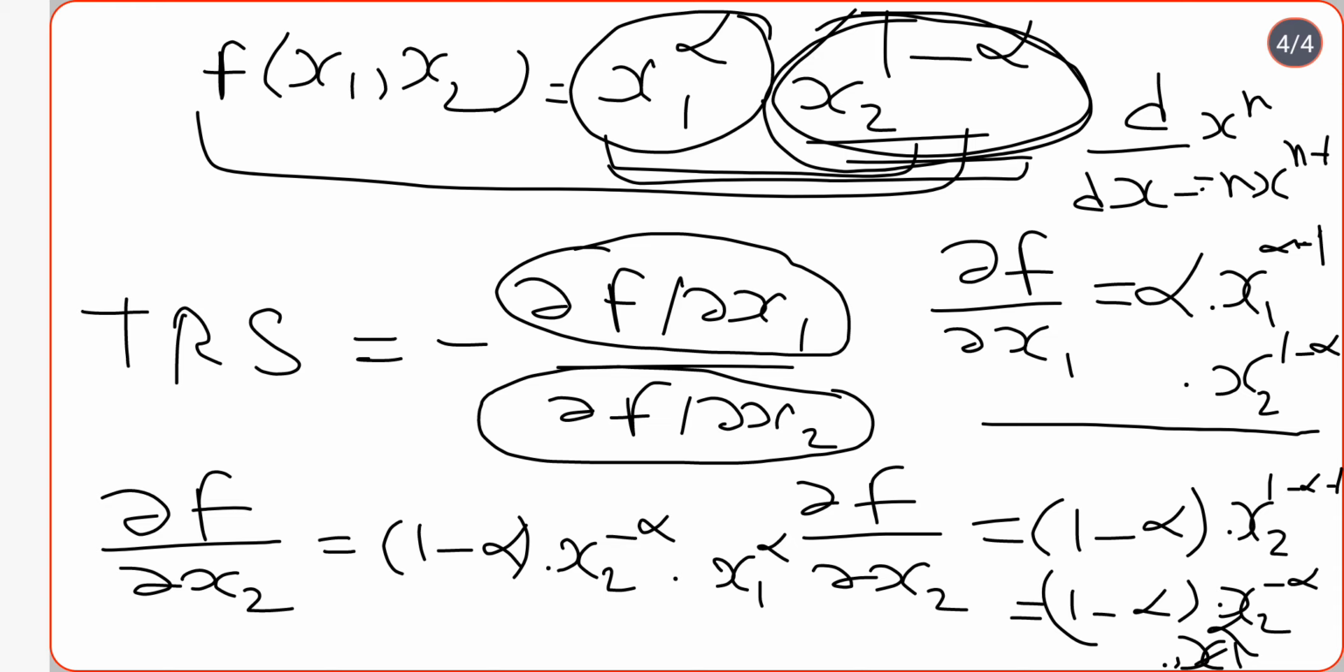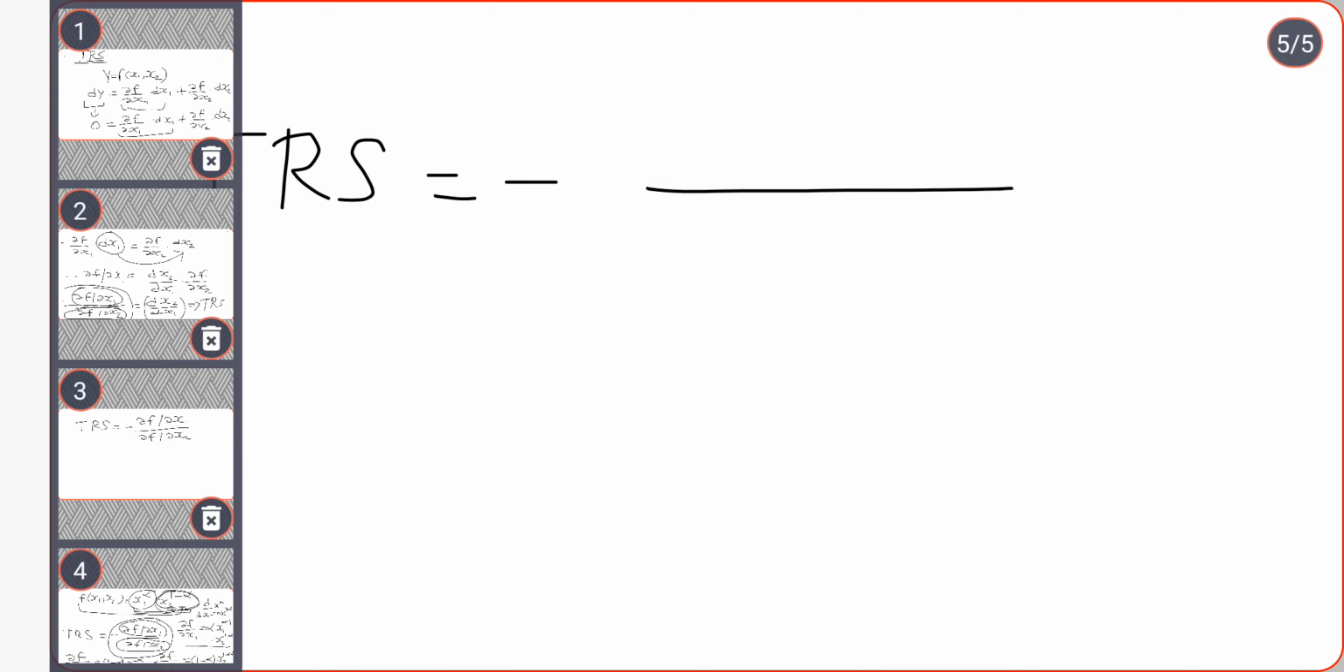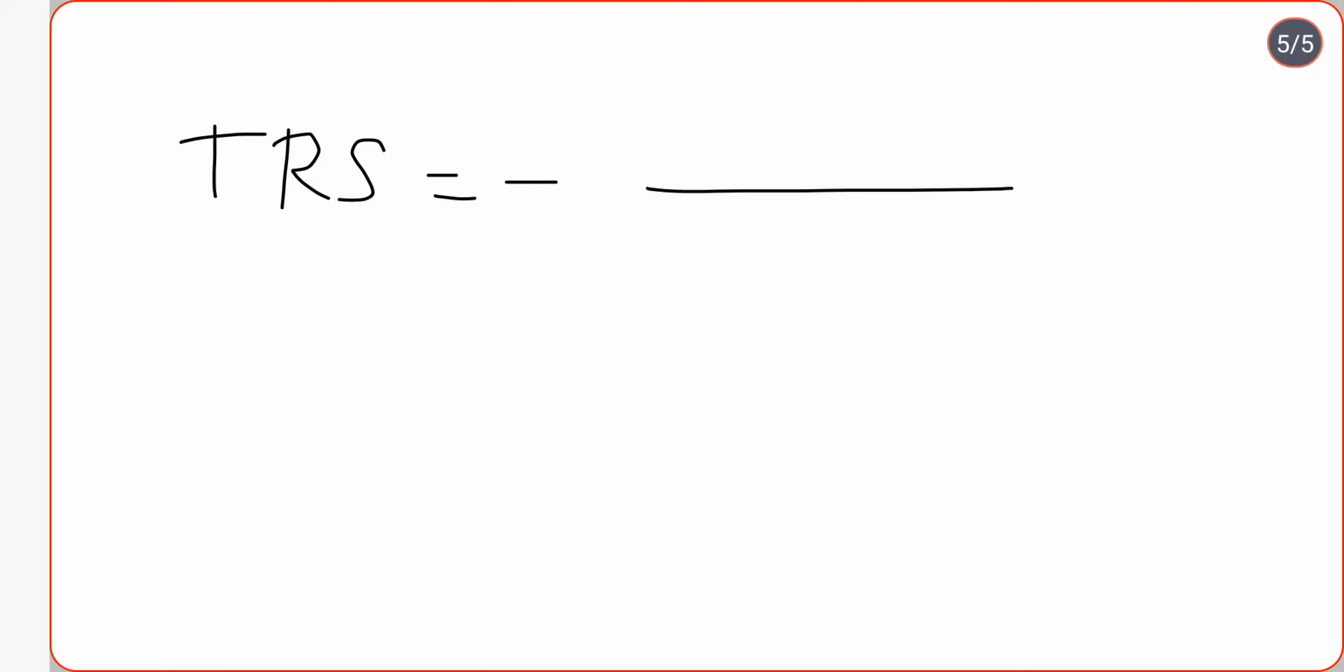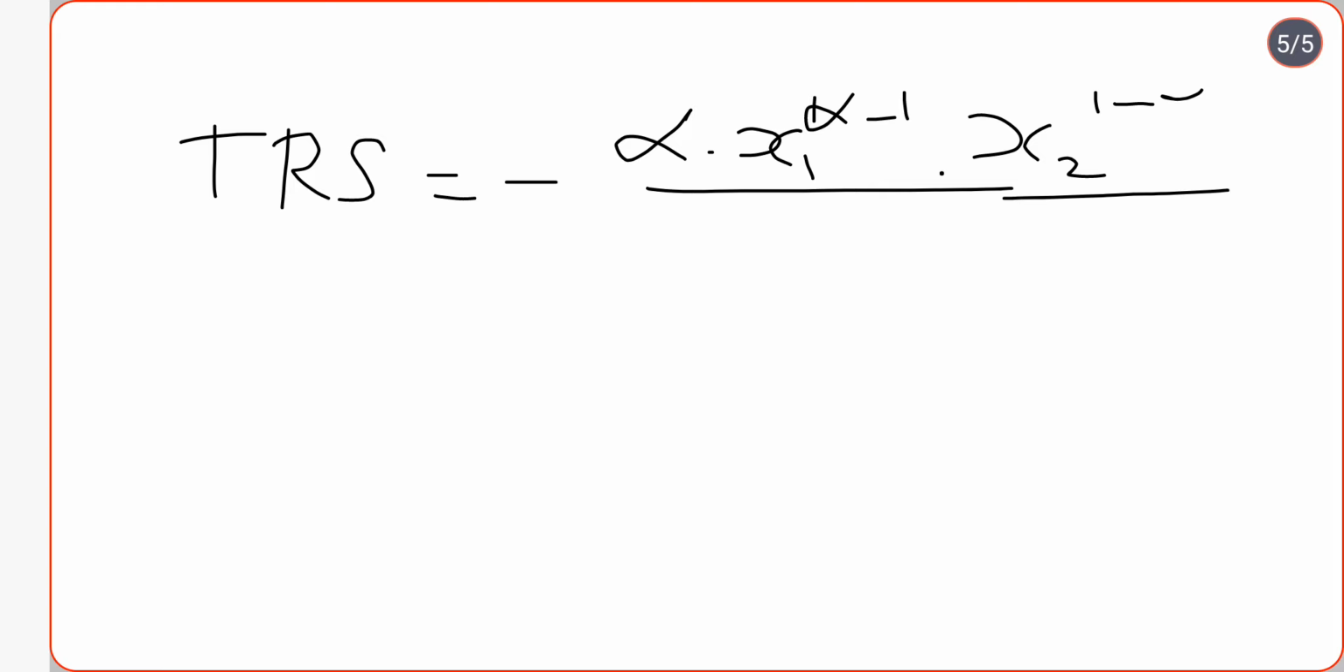Okay, so we have obtained both the values of del f del x1 and del f del x2. We have to put them in the equation, then we will get the value of TRS, or technical rate of substitution. So what is TRS? TRS is minus del f by del x1. What was the value of del f by del x1? The value of del f by del x1 has been determined as alpha into x1 to the power alpha minus 1 into x2 to the power 1 minus alpha. So we will write the value. TRS is nothing but minus alpha into x1 to the power alpha minus 1 into x2 to the power 1 minus alpha.